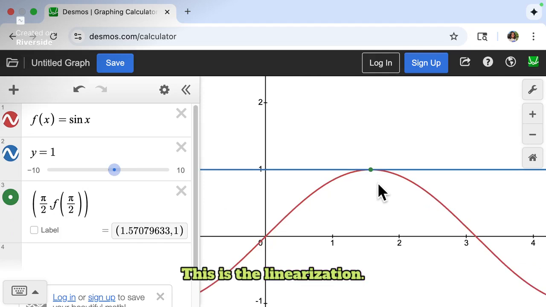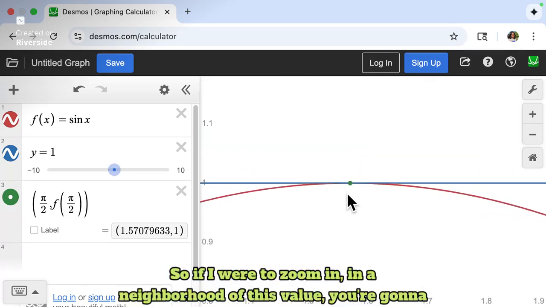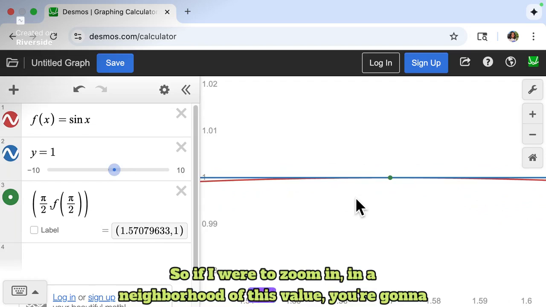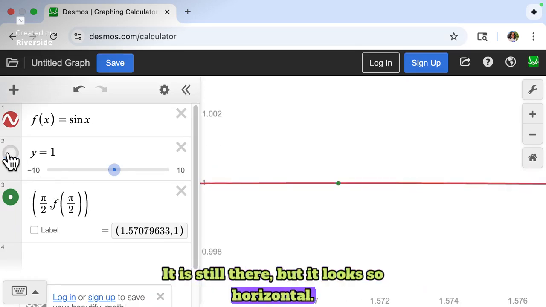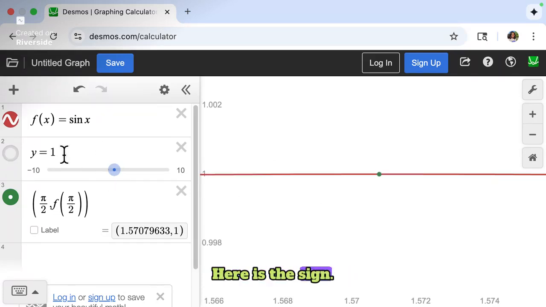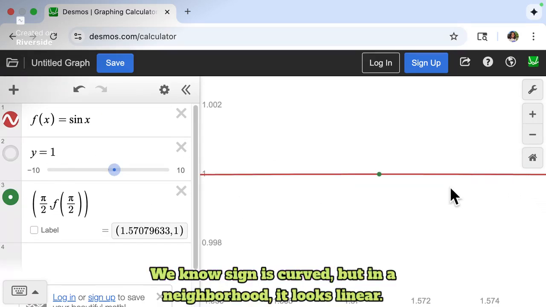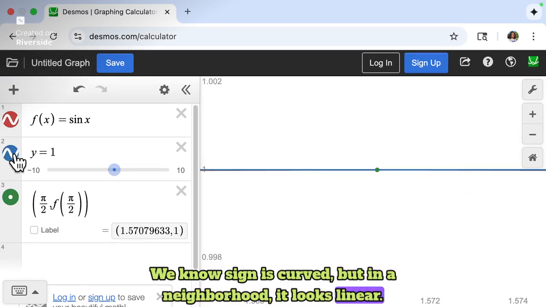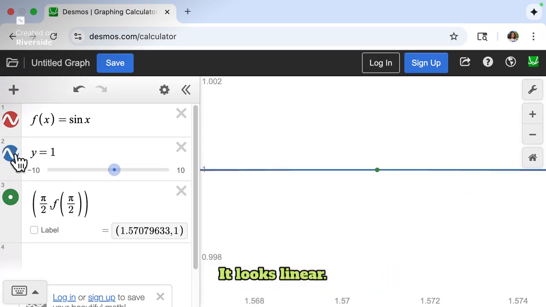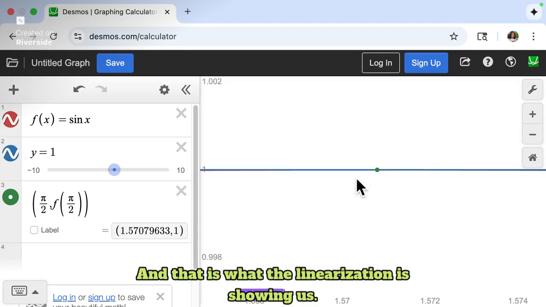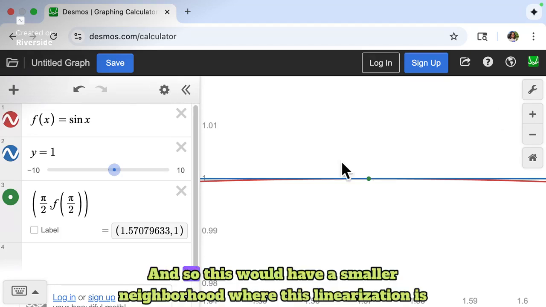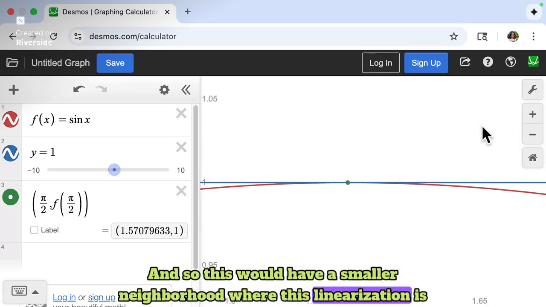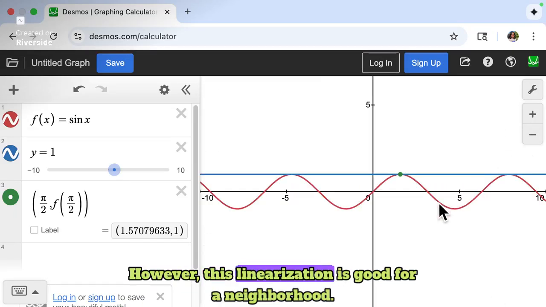This is the linearization. If I were to zoom in to a neighborhood of this value, you're going to see that red, it is still there, but it looks so horizontal. I'm going to hide that. Here is the sine. We know sine is curved, but in a neighborhood, it looks linear. There's the blue on top of it. It looks linear, and that is what the linearization is showing us. This neighborhood is smaller because the graph curves as much as it does, and so this would have a smaller neighborhood where this linearization is good. However, this linearization is good for a neighborhood.